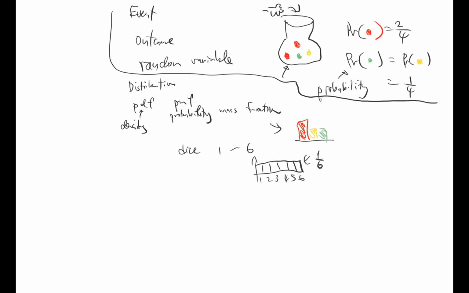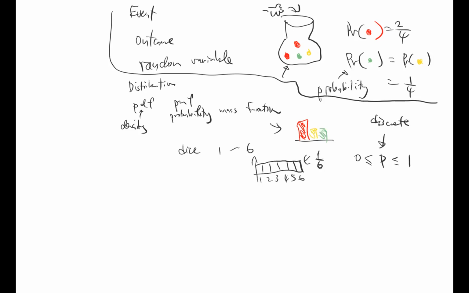Also, the probability is supposed to be non-negative. If it's negative, it's just undefined. So my p here, the probability, has to be greater than or equal to 0 and less than or equal to 1, if this is discrete. I need to emphasize that. The probability itself should be from 0 to 1.